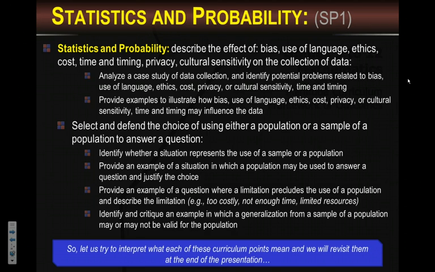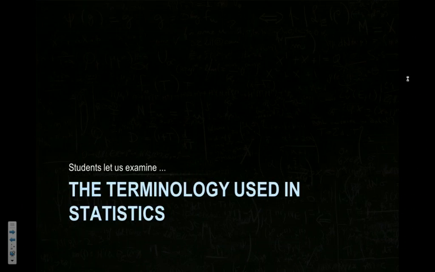So as you look through what the curriculum says, I'm not going to read the whole thing to you, but it says things like describe the effect of bias, identify whether it's a population or a sample, and then these words are used in the context of various questions that it's going to ask. Okay, so let's take a look at some of the terminology used in defining statistics.